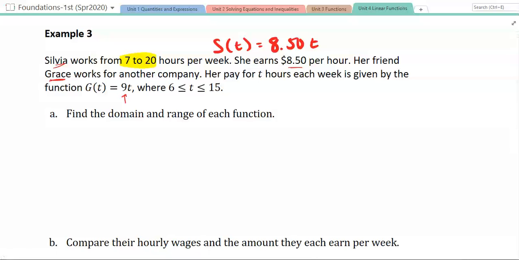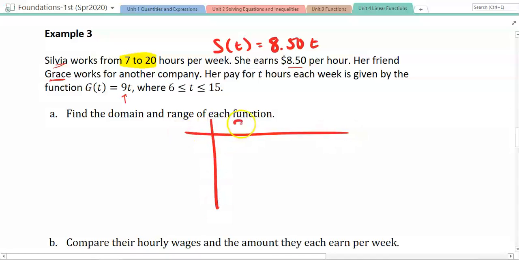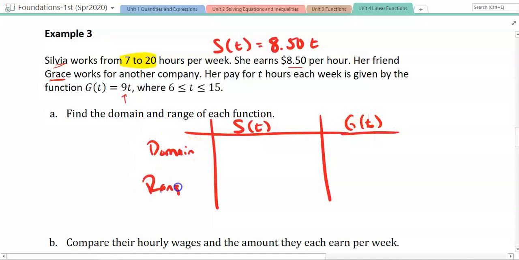So let's make a little table here and talk about our two functions. We're going to have S of t and we're going to have g of t, standing for Sylvia and Grace. And so we're going to talk about the domains and we're going to talk about the ranges. So the domain of these is based on the hours that they're able to work, right? Because that's what the x is, or the t is in this problem. And so the domain for Sylvia was given here. It's 7 less than or equal to t less than or equal to 20. And for Grace, it was already given to us here. Grace can work between 6 hours and 15 hours.